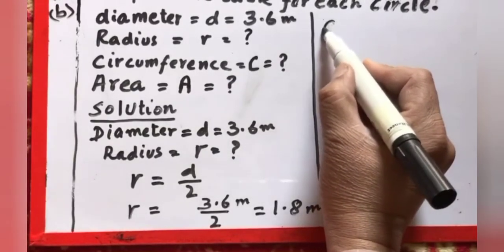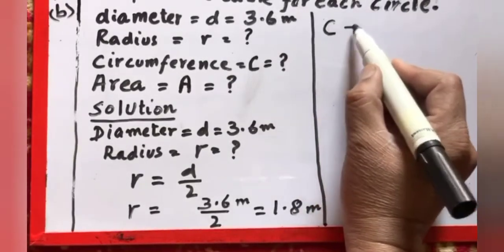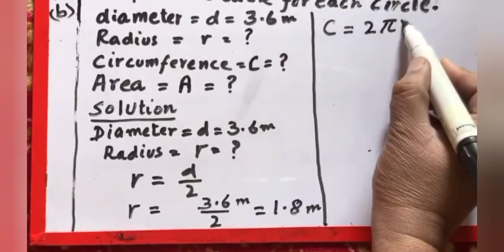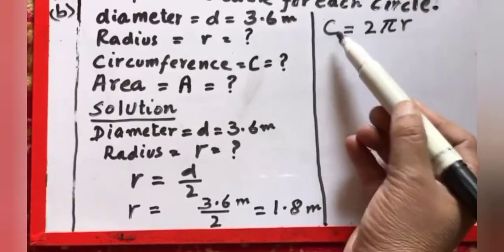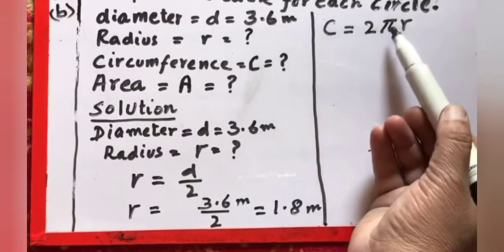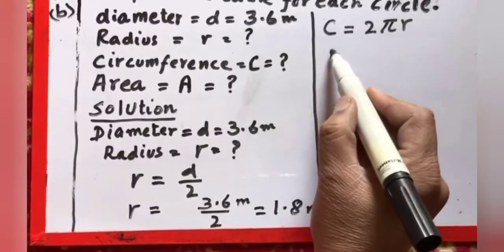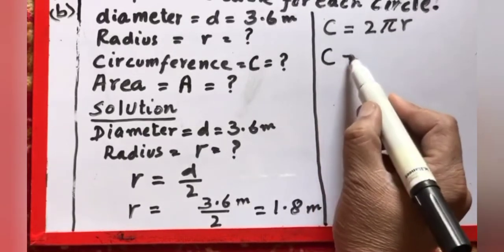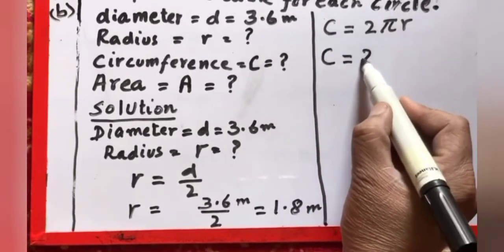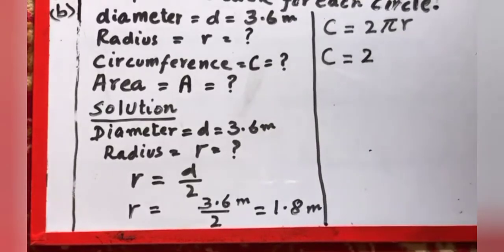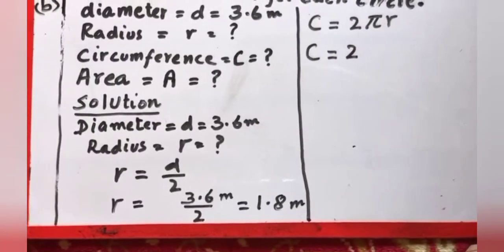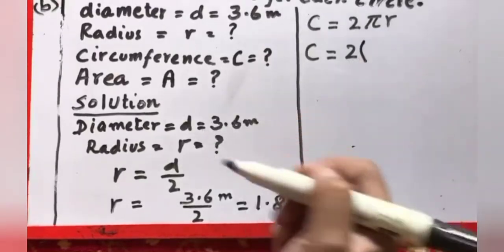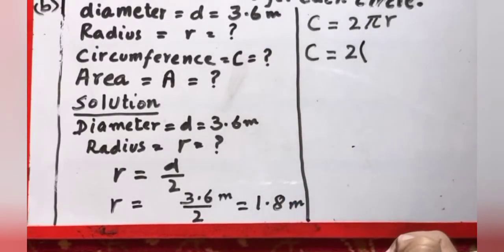As we know, the circumference of a circle is equal to 2 pi r. It is the formula to find the circumference of a circle. So by putting the values in this formula, we can easily find the circumference of a circle. 2 is a constant number, so we'll write the 2 as it is, and we will put the value of pi. In the previous question we used the value of pi, which is 22 by 7.